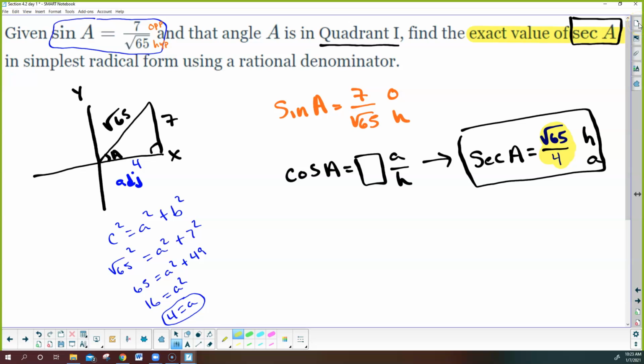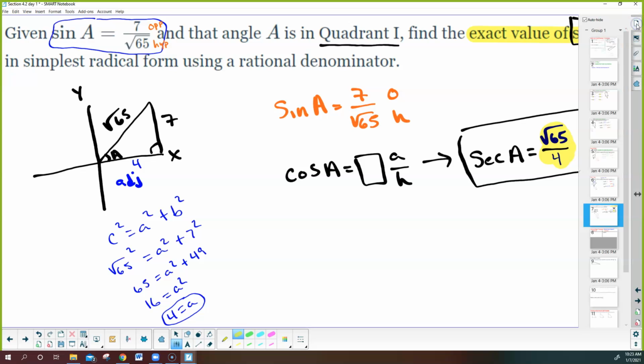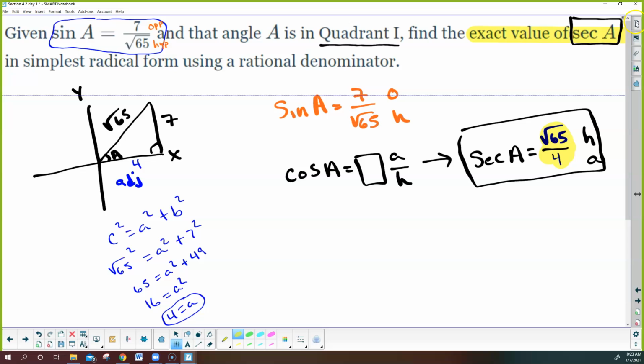Okay, so why are we doing this, right? What's the big reason why I need to figure out all these relationships for all 6 trig functions? Well, I'll show you here. And there's a way that we can solve these relationships together. So you may really want to write this next slide down.